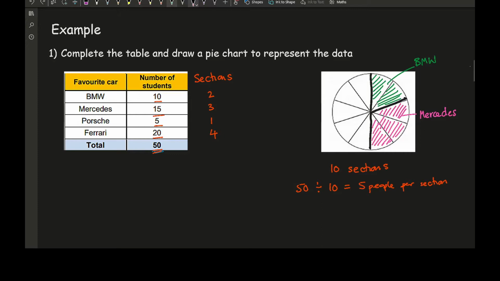And then for Porsche, depending on how you prefer to pronounce it, that's going to be 1. So I can label that Porsche, and emphasise that line there. Then I've got 4 sections left for Ferrari, which is the case, and we've got to do that in red.